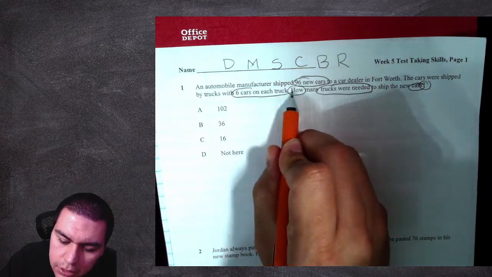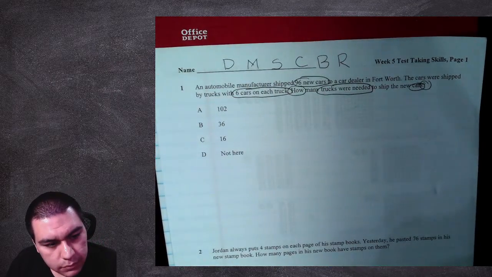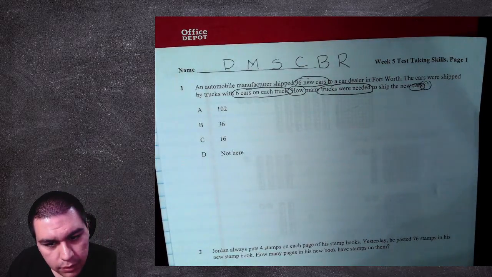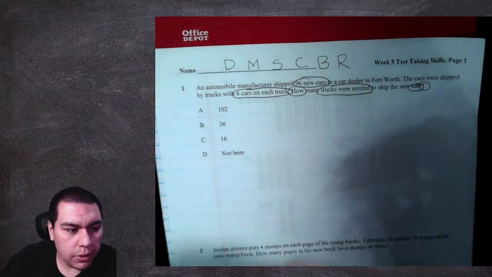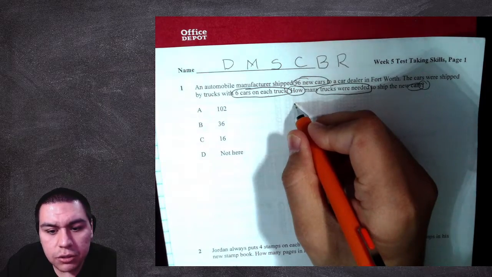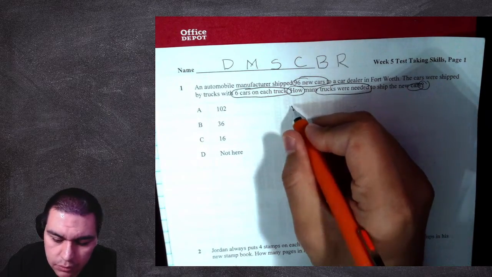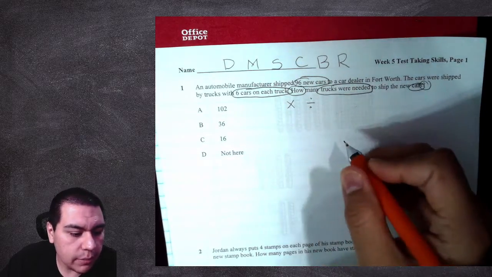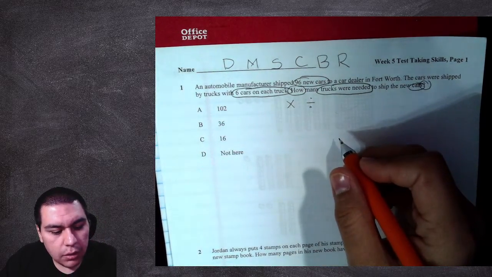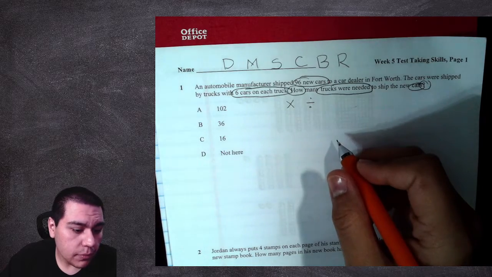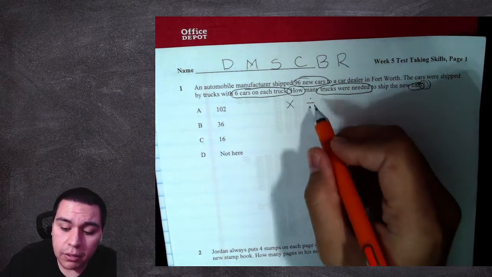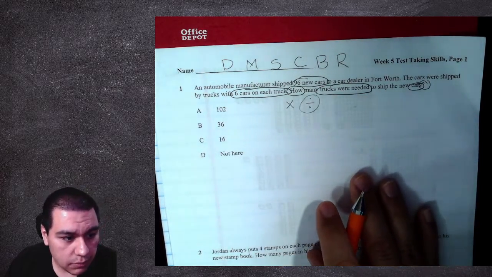Six cars on each truck. We see that word again, each. You said before that the word each usually means you should start thinking of two operations. You either start thinking of multiplication or you start thinking about division. Normally that's true, but this is a division test. So really, I should start thinking about division.